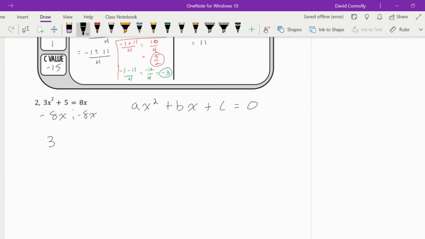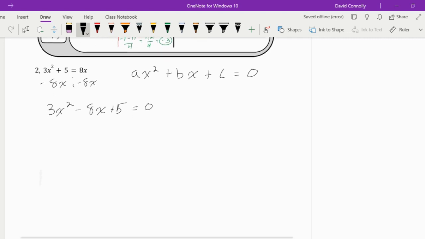We get 3x squared minus 8x plus 5 is equal to 0. Notice when I subtracted the 8x, I didn't combine it with the 3x squared. I didn't combine it with the 5. It's its own term. It can't be combined with the x squared term or the constant term, which is the 5. It just needs to be placed right in the middle of the two.